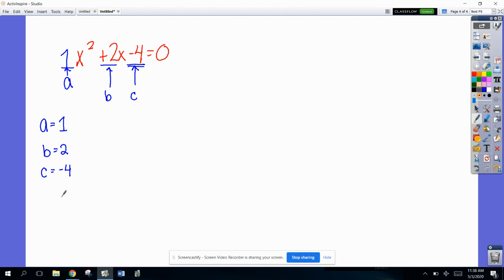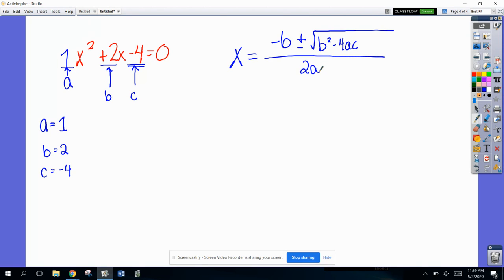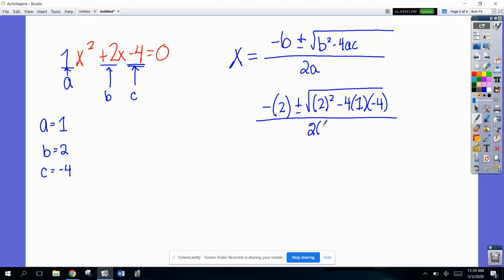So the quadratic formula is x equals negative b plus or minus the square root of b squared minus 4ac, all over 2a. So I'm going to plug those numbers in. I know that b is 2, so I'm going to do negative 2 plus or minus the square root of 2 squared minus 4 times 1 times negative 4, all over 2 times 1.